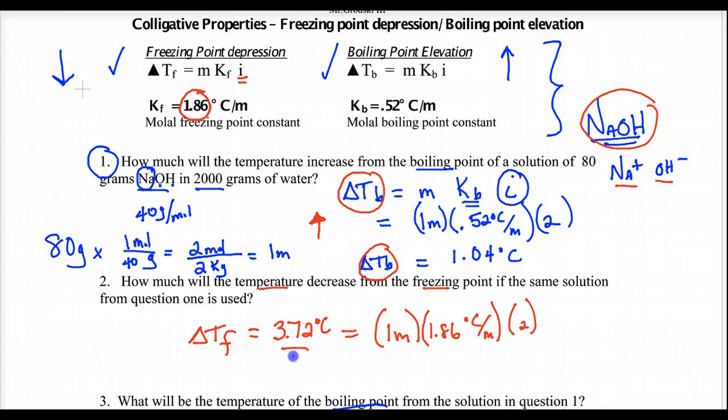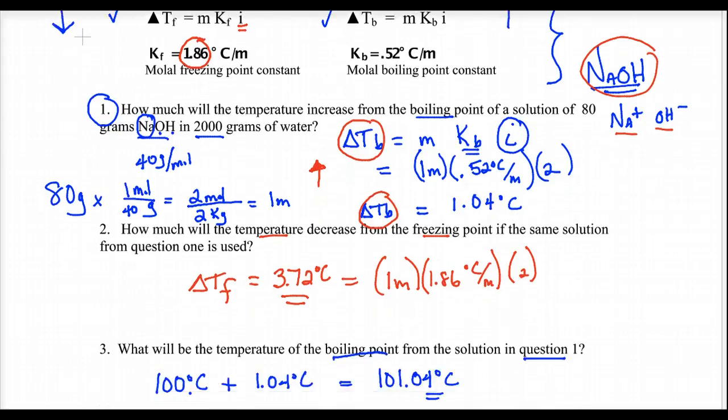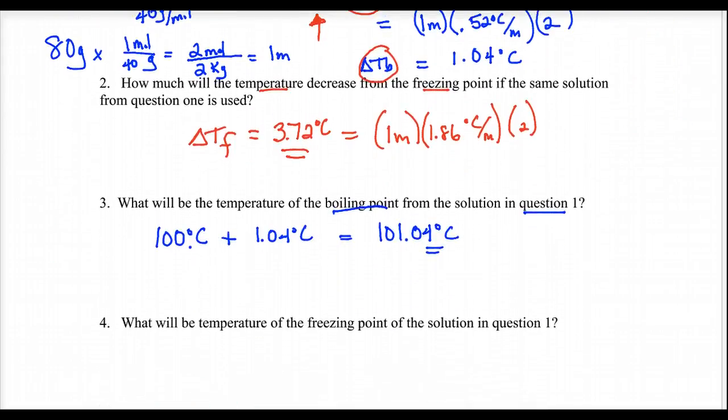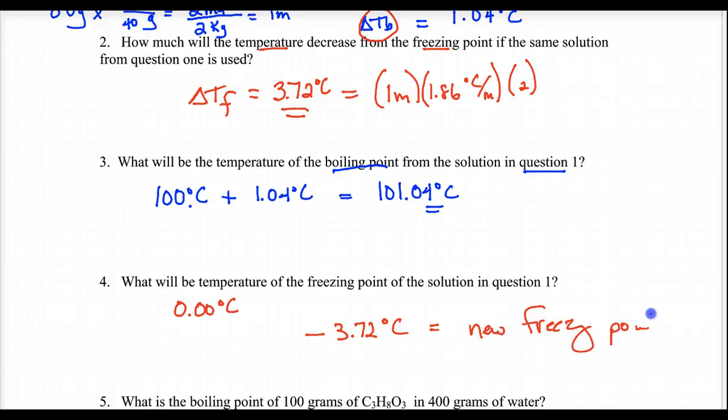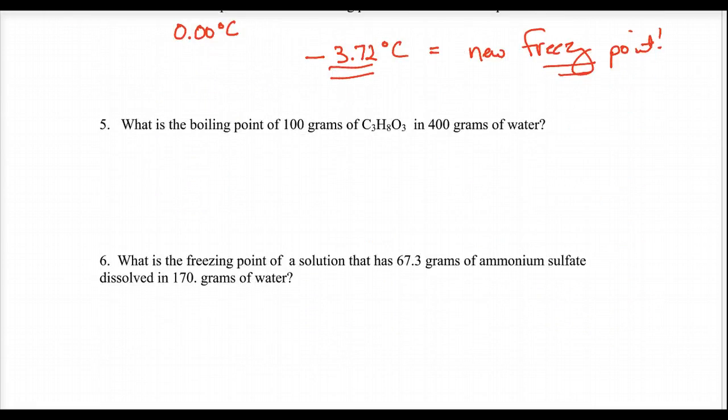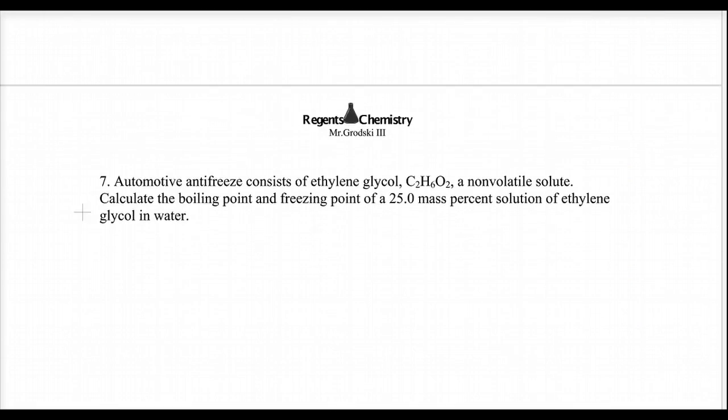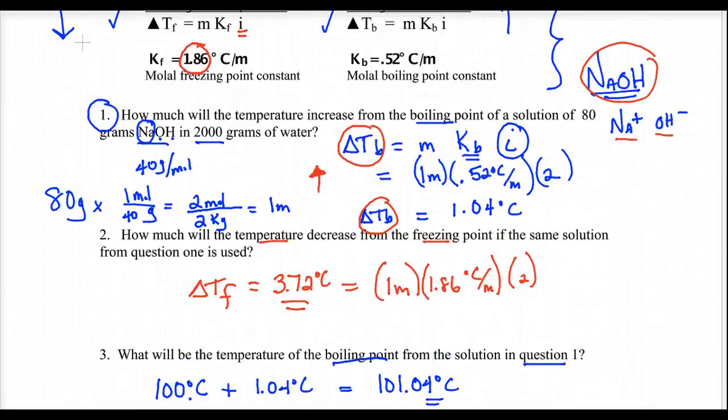That's my change in temperature of my freezing. It's not my new freezing point. Okay? If you go to question 4, question 4 says, what will be the temperature of the freezing point? Well, the freezing point is 0.00 degrees Celsius. So it's going to be below 0. So obviously it becomes negative 3.72 degrees Celsius, and this is the new freezing point of my solution. And that's freezing point is depressed. So please finish this front side, and try number 7. Okay, hope that helped a lot.